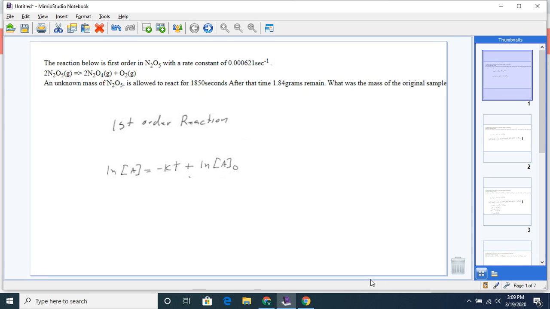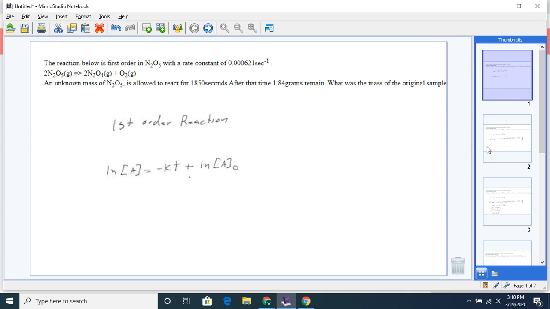So that being said, all of these are first order reactions. If you look here, this is the equation on page 489. So here's our problem. Here's the rate constant K. Here's our time T. And this is 1.48 grams remain at the end. That is going to be the natural log of A concentration, so that's what we're looking at, what's remaining. That would go in there.